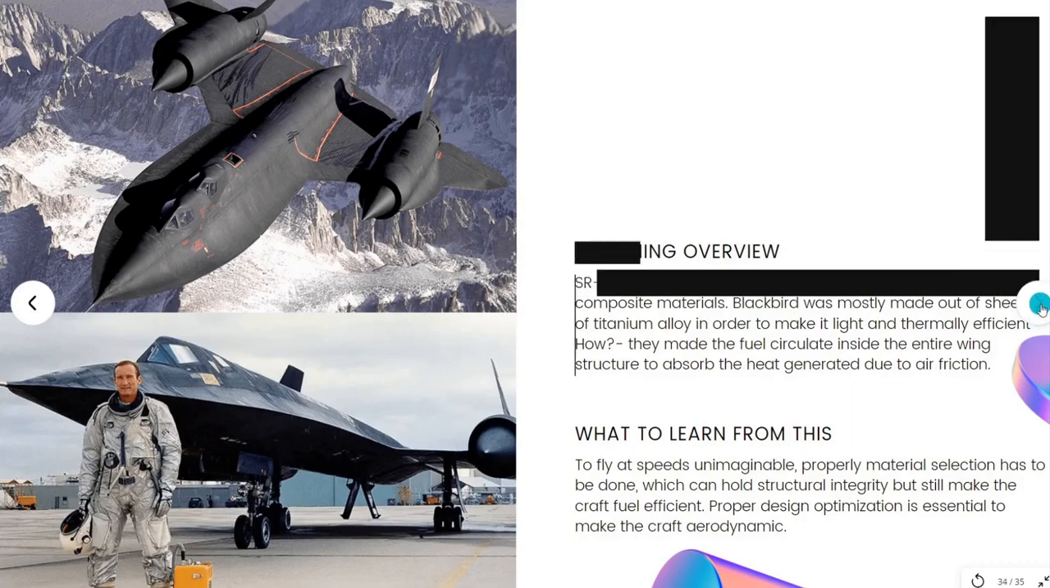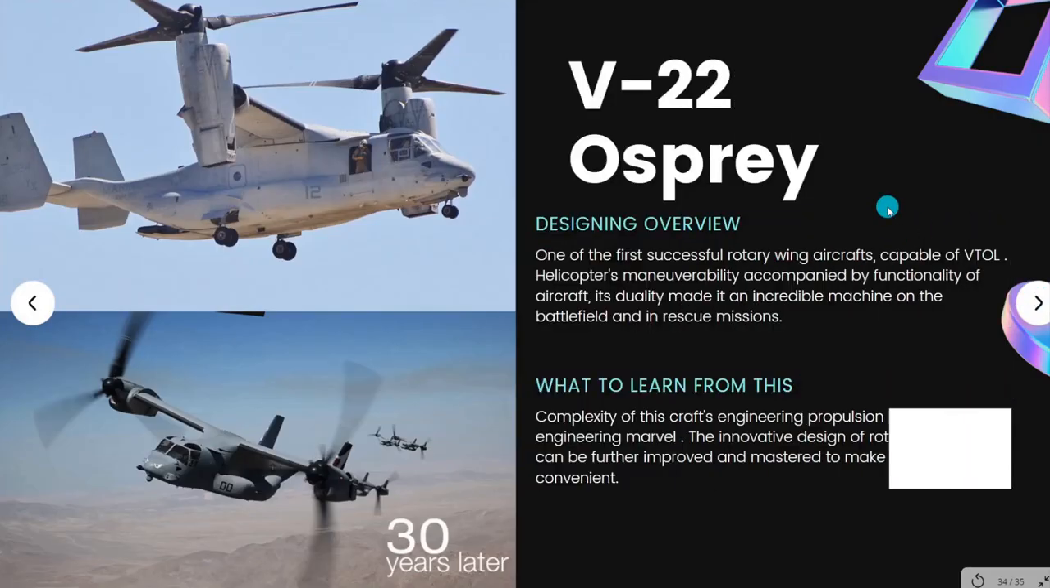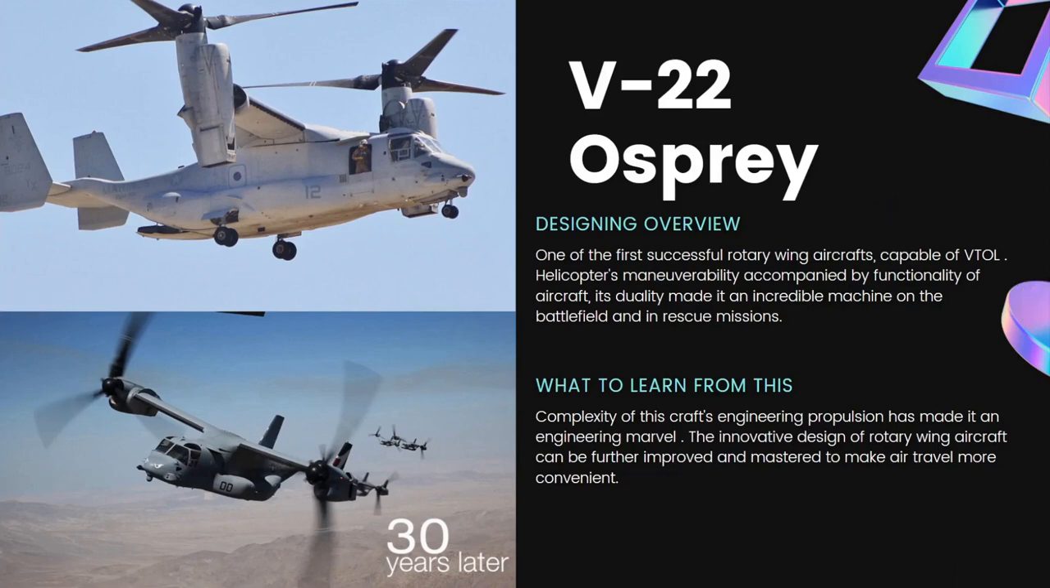Fourth one in the list, we have the V-22 Osprey. This is one of the incredible designs that has been made till now. This aircraft can literally take off and land like a helicopter, and it can fly at high speed like an aircraft. So this aircraft is an awesome design. You can also see this aircraft being used in the movie Godzilla: King of the Monsters. Right? You can see that.